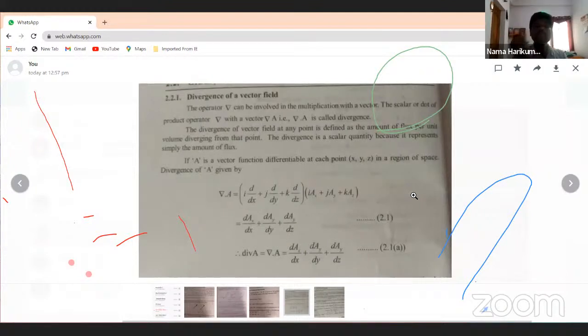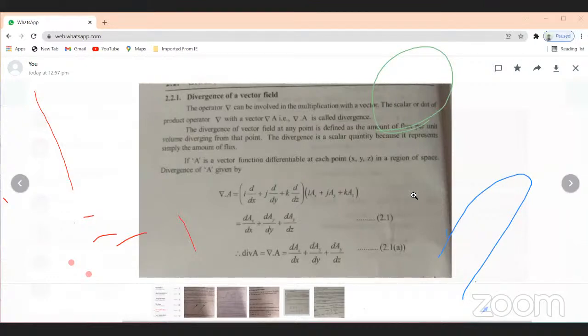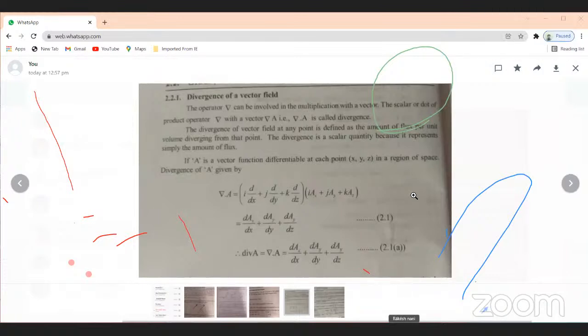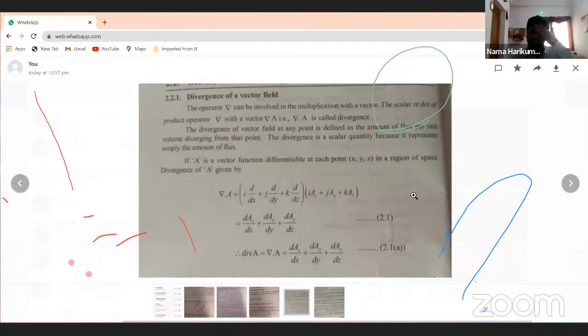That is the divergence of A, or del dot A value. That is the divergence of a vector field. Is it clear? Yes, sir. Okay. Sir, is there any visual representation for this equation, particularly for the divergence of A? So finally, what is that process in this one?